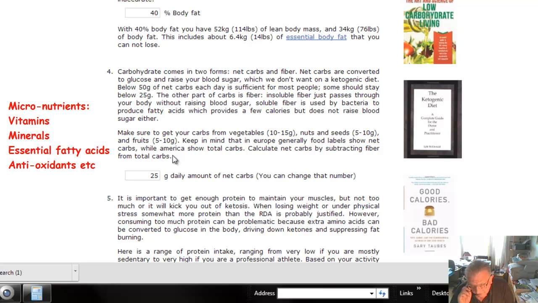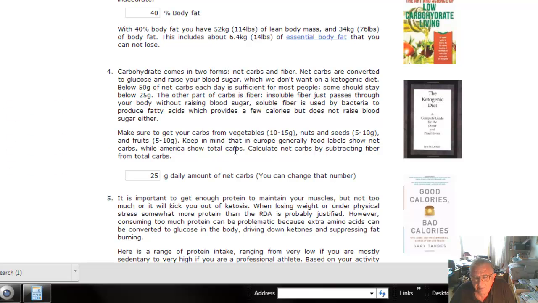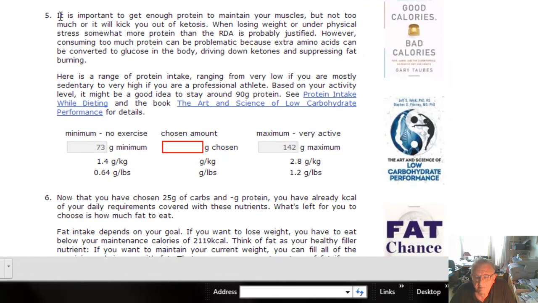And although you'll get some micronutrients from things like eggs and good quality meat, you also get an awful lot of micronutrients, vitamins and things from vegetables, nuts and seeds and fruits. So you're going to need to eat some of those and they will give you some carbs. Now it's suggested here that you take 25 grams daily amount of net carbs, and you'll need to rerun this calculator several times as you experiment with this diet and use keto sticks, and if this number is too high for you, then you'll come out of ketosis and you'll need to knock it down, but I'm going to leave it at 25.